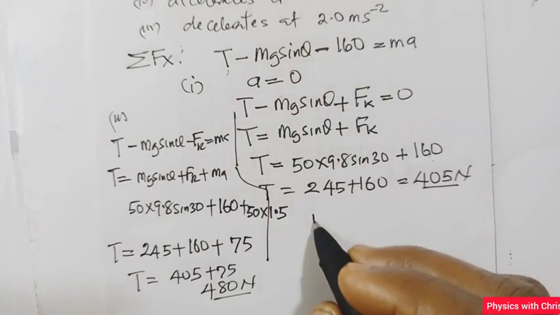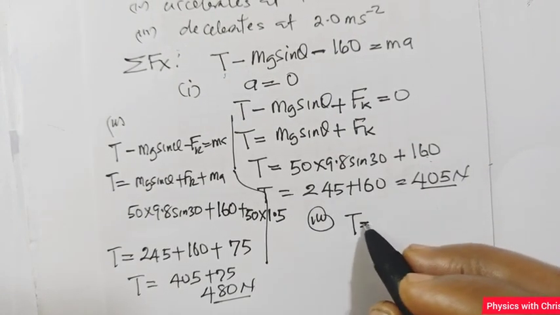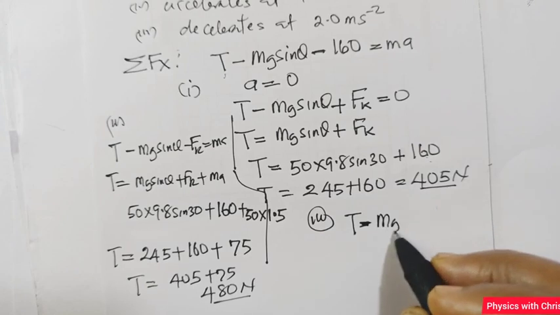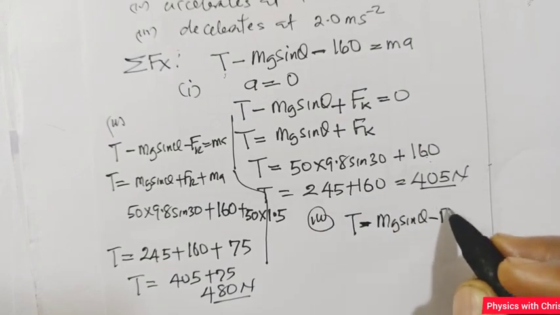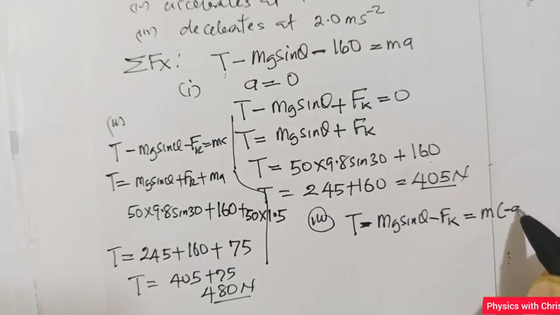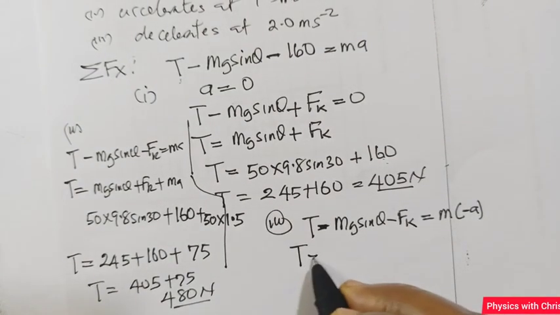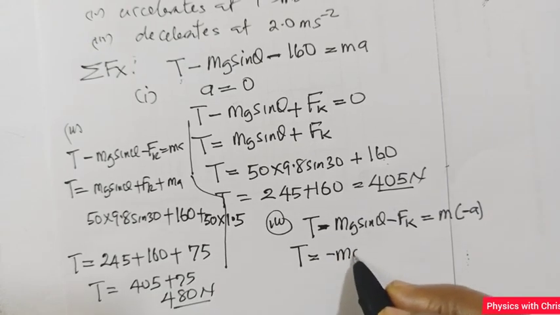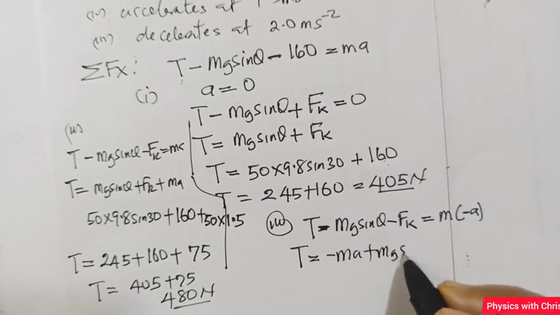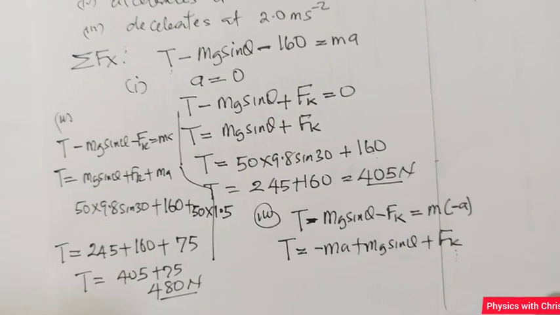The last question says when the block decelerates. So you see the same equation: resultant force is tension minus mg sine theta minus Fk equals m times a. Now this time around, since the block decelerates, I'm going to replace my acceleration with a negative, because negative acceleration means deceleration. That gives me the tension in the string equals minus ma plus mg sine theta plus the kinetic frictional force.